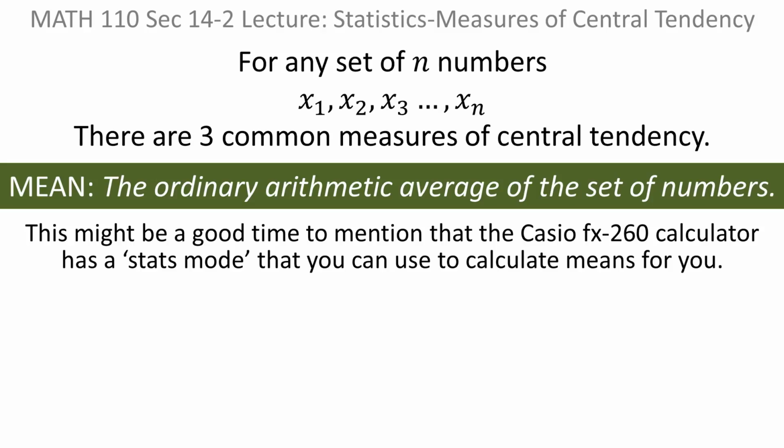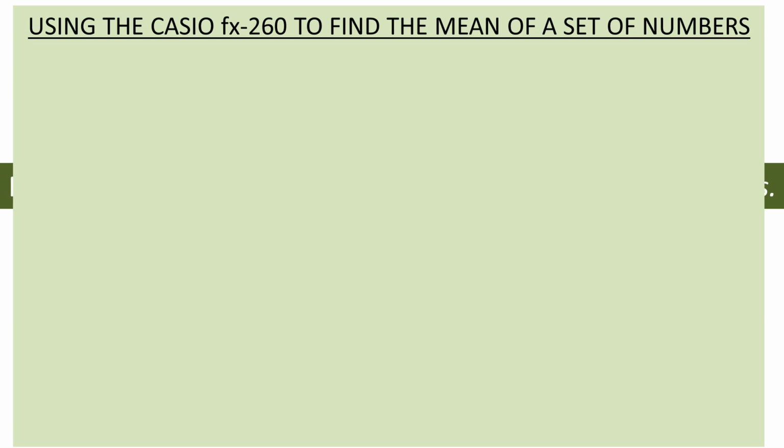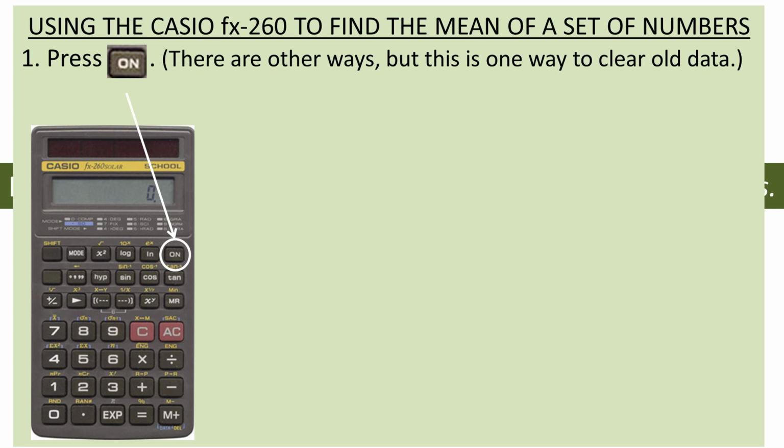This might also be a good place to mention that the Casio FX-260 calculator that you're using has a stats mode that will calculate these means for you. And let's talk about how that works. In order to calculate the mean using the stats mode in the Casio FX-260, the first thing you do is make sure there's no old data sitting in there that might mess up your calculation. There are more ways to do this, but if you just press the ON button, that will clear the old data. There are other ways. I typically do it that way. Point is, you have to clear any old data out to make sure there's nothing in there when you start.